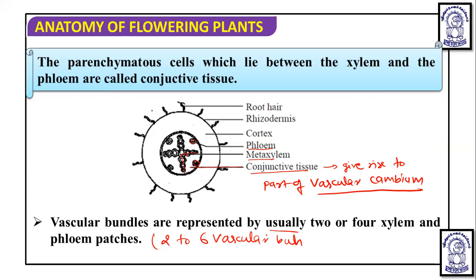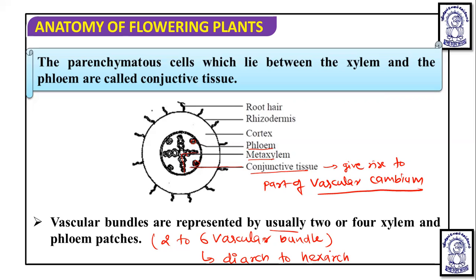And when there is a vascular bundle, that is patches of xylem and phloem, 2 to 6 vascular bundles are seen. And for these 2 to 6 vascular bundles, the technical terms used are diarch to hexarch.